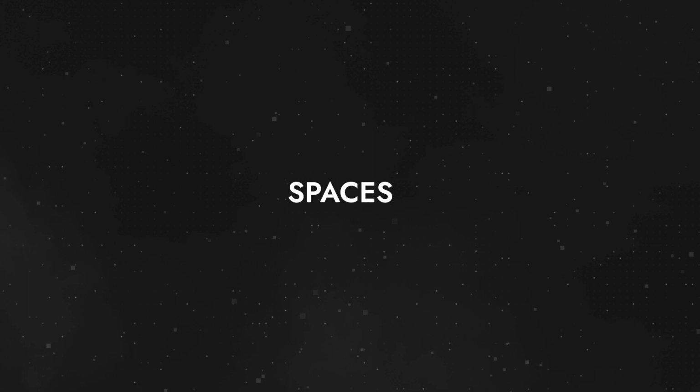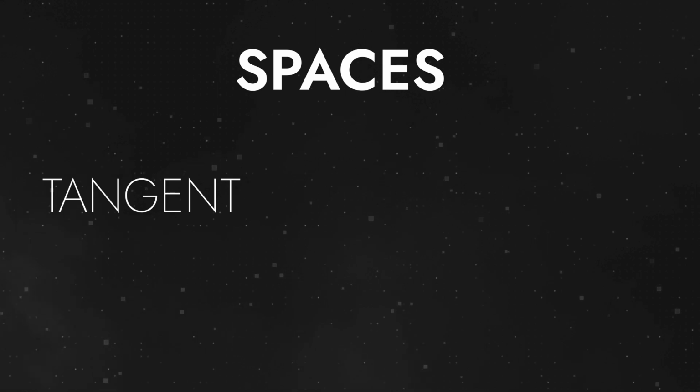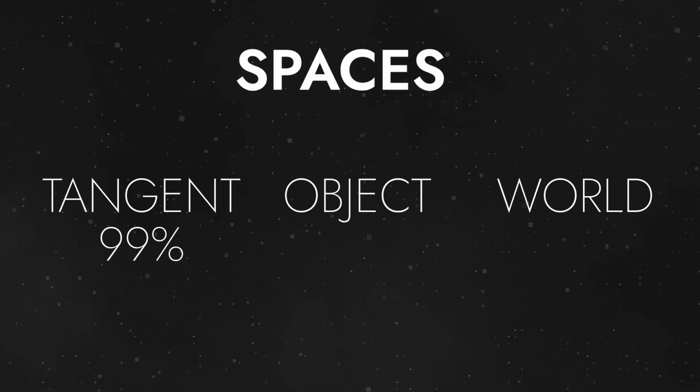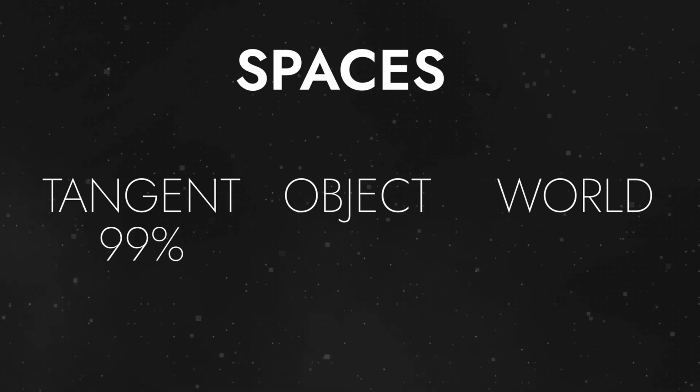Also, normal maps have so-called spaces. These are the coordinate systems in which normal maps are defined. The 3 main spaces are tangent space, object space, and world space. In 99% of cases, you will use tangent space, as the other options are not better, but they don't allow you to deform or animate the model.